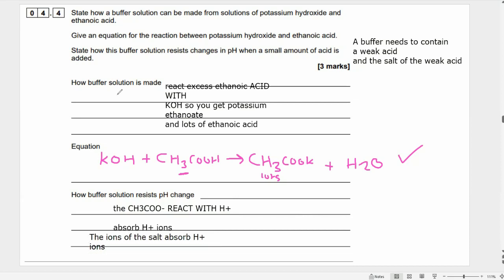However, just in case you're being asked to explain how they absorb hydroxide ions as well as a little extra, the weak acid absorbs hydroxide ions. So a buffer should be able to absorb hydroxide ions as well. So it can resist changes when you add a small amount of alkali or acid. But of course, this question is just focusing on the addition of a small amount of acid. Okay, let's move on.